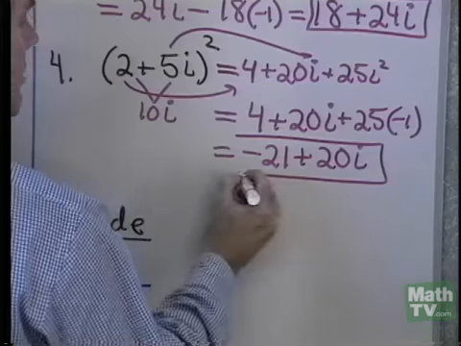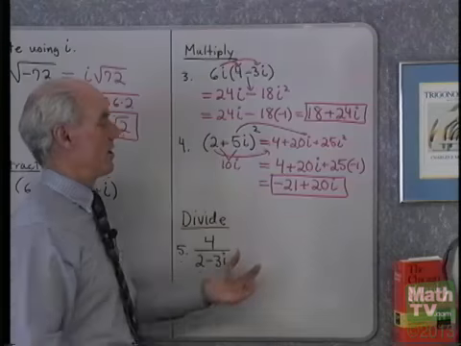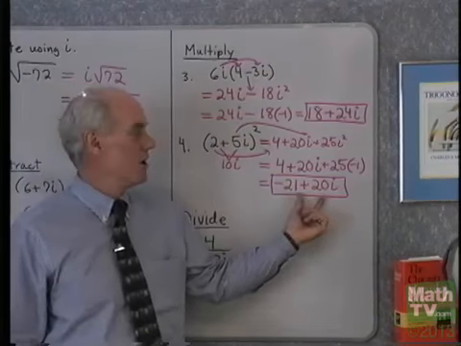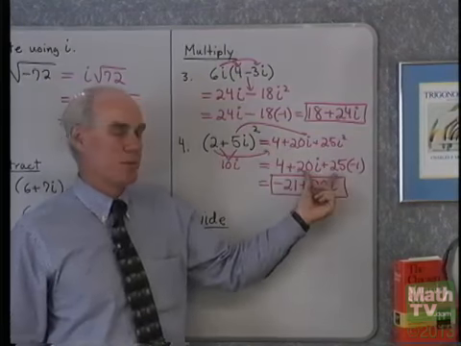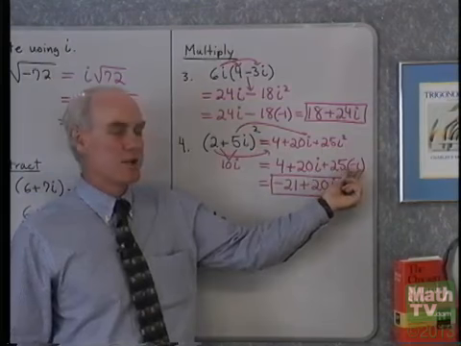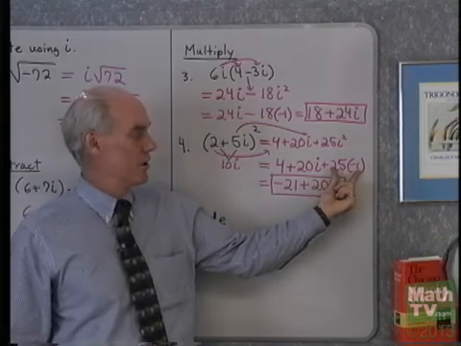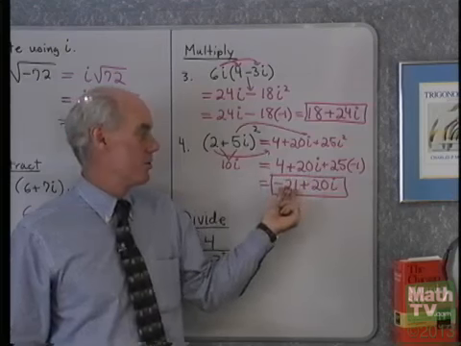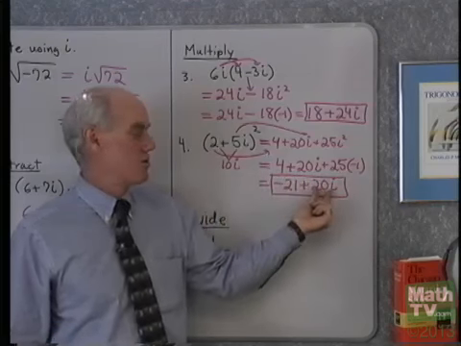So that's kind of nice. Here I square a complex number, and I end up with another complex number. The only difference between this and multiplication with polynomials is that every time I see an i squared, I replace it with -1, and that gives me a little more simplification to do. -25 plus positive 4 will be -21 plus 20i.